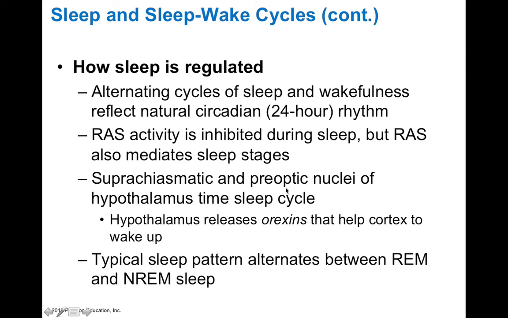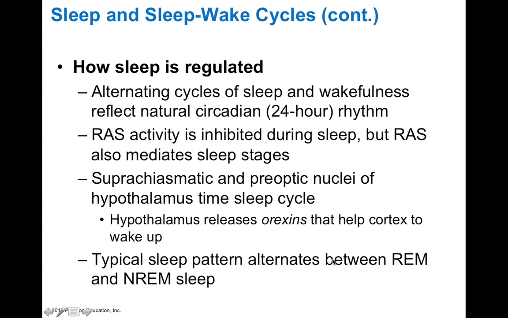The suprachiasmatic and preoptic nuclei of your hypothalamus also help time sleep cycles, and this is because the hypothalamus releases orexins that are a type of molecule that can help the cortex wake up. And then we also find that it involves the epithalamus, because that has the pineal gland that releases melatonin that can also help time the circadian rhythm.